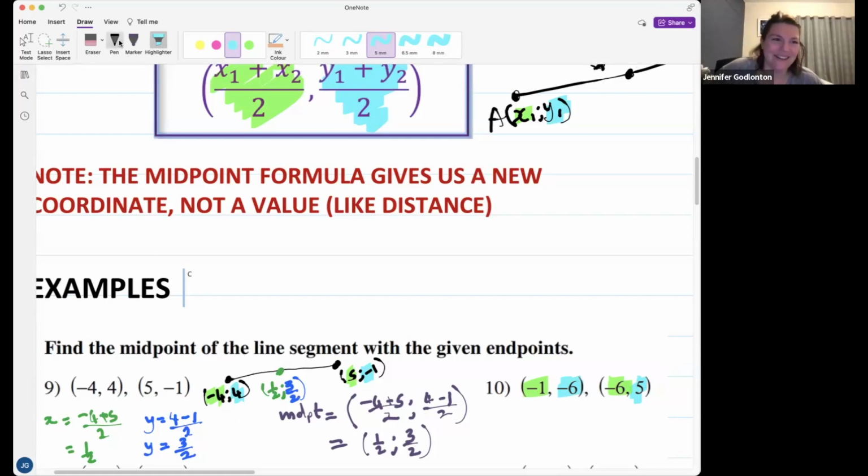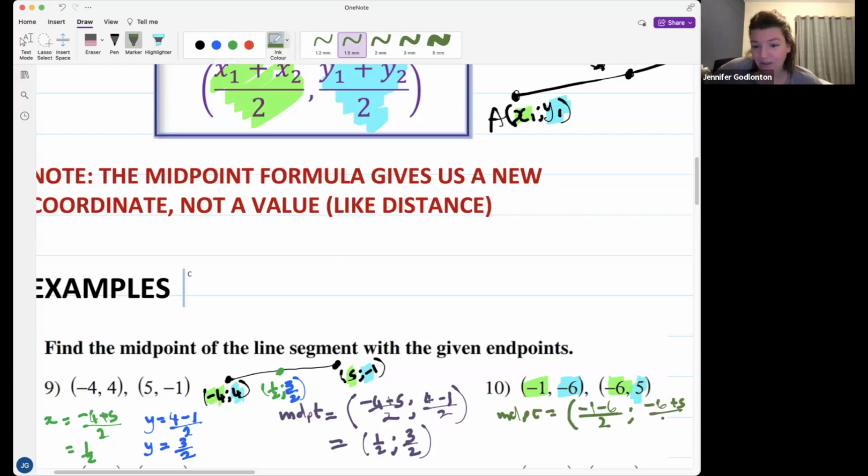Nice. Okay, let's write this out. So I'm going to write it as a whole line for you. So I'm going to do it like I did the purple one earlier. So our midpoint is going to be our x values, -1 minus 6 over 2, and our y values, -6 plus 5 over 2, which gives us -7 over 2 and -1 over 2. Guys, that's it. Those are like 2 marks in your pocket. That's how great midpoints are. Is that not delightful?